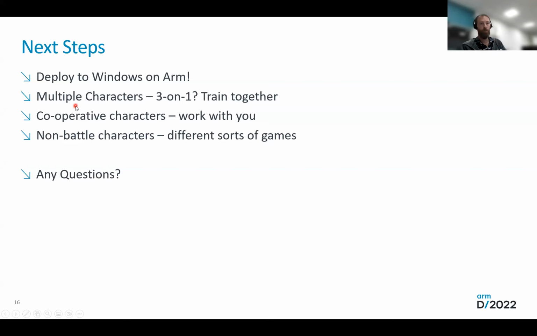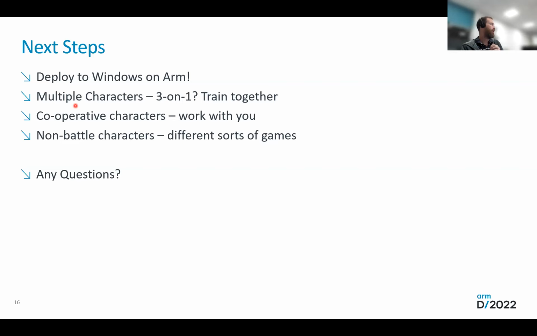Other things you could do: multiple characters, have a 3-on-1 battle. You have to work out training the characters together so that they work out how to work together. Also have cooperative characters so that you can have some people on your side as well as on the enemy side. With those, you need to start thinking about different rewards, having team rewards so that you can have self-sacrifice. You don't want scaredy cat enemies unwilling to take one for the team. You need to work out having some sort of team reward that makes it worthwhile for them to sacrifice themselves if that's necessary.